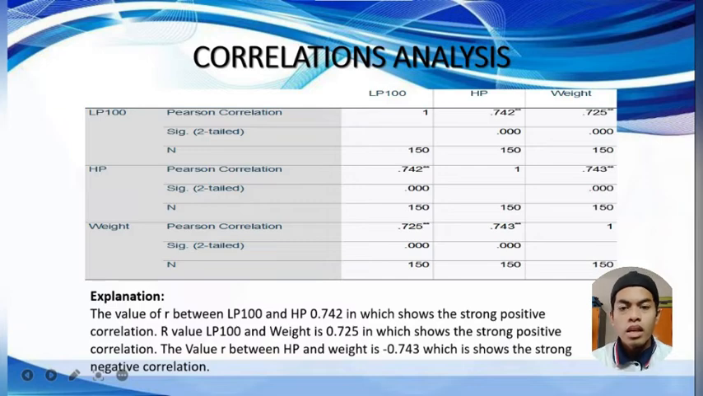Correlation analysis. Explanation. The value of R between LP100 and horsepower is 0.742, which shows a strong positive correlation. The R value between LP100 and weight is 0.725, which shows a strong positive correlation. The value of R between horsepower and weight is negative 0.743, which shows a strong negative correlation.